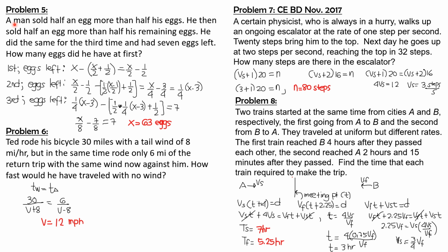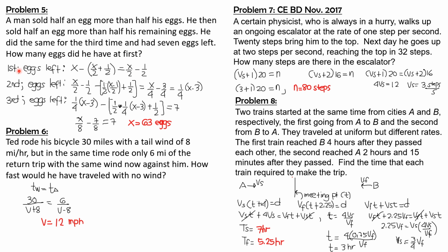Problem 5. A man sold half an egg more than half his eggs. He then sold half an egg more than half his remaining eggs. He did the same for the third time and had 7 eggs left. How many eggs did he have at first?